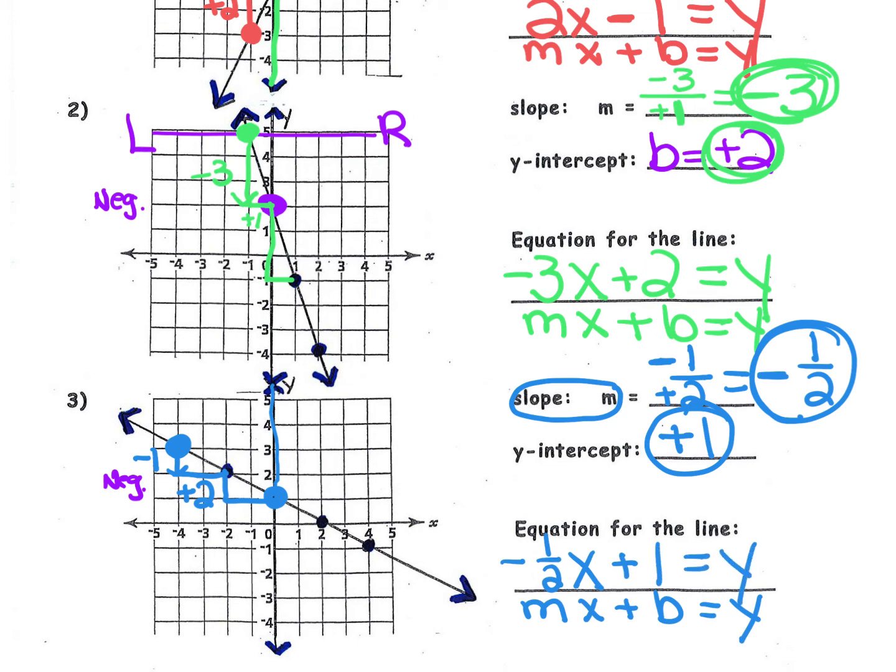Now complete the rest of this packet on your own, doing exactly the same thing. Pay close attention as to whether you have a positive slope or a negative slope. Do the rest of this packet on your own. This concludes the video for page 1 of this packet.